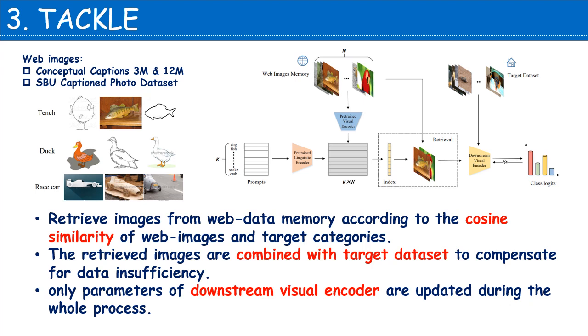Note that only the parameters of downstream visual encoders are updated during the whole process, and the visual encoder can be anyone you like, for example, ResNet, Vision Transformer, or any others. TACO can transfer the conceptual knowledge without fine-tuning, as the retrieved images complement the target datasets from various perspectives, for example, the cartoon, the mockup, and design diagram as shown in the figure.